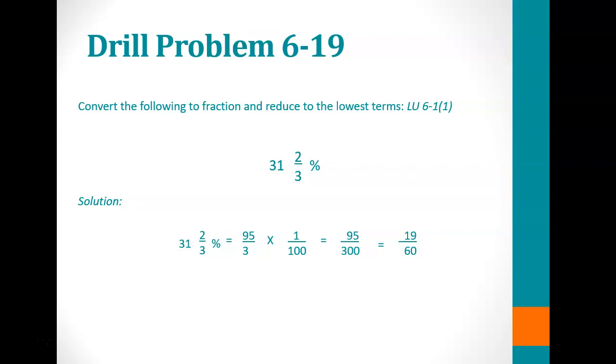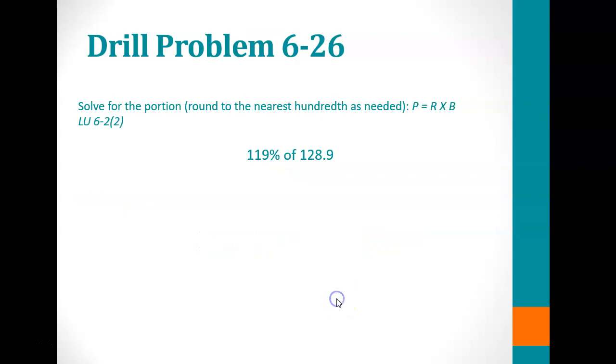You then want to ask yourself, is there a number I can divide into each of these equally in order to reduce this number? And the answer would be yes. Both of these are divisible by 5. 5 goes into 95 19 times. 5 goes into 300 60 times. So now I have this in the lowest terms. 31 2/3% as a fraction is the same as 19 over 60.